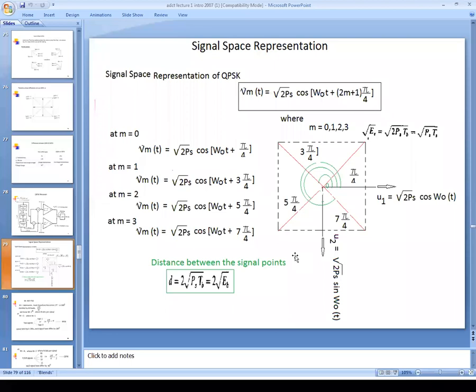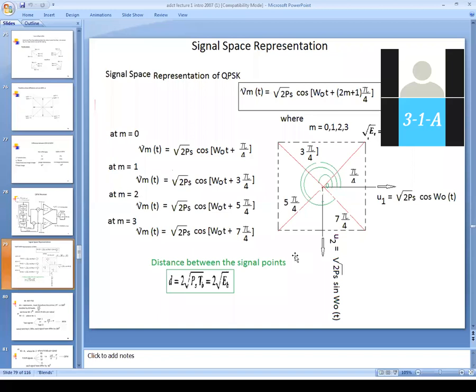Okay, so in the signaling points, let us see the equation. Vm of t is equal to root Ps cos omega naught t plus (2m plus 1) into pi by 4. For m equal to 0, the signal phase is pi by 4. If m is equal to 1, the signal is 3 pi by 4. If m is equal to 2, it is 5 pi by 4. At m is equal to 3, it is 7 pi by 4.